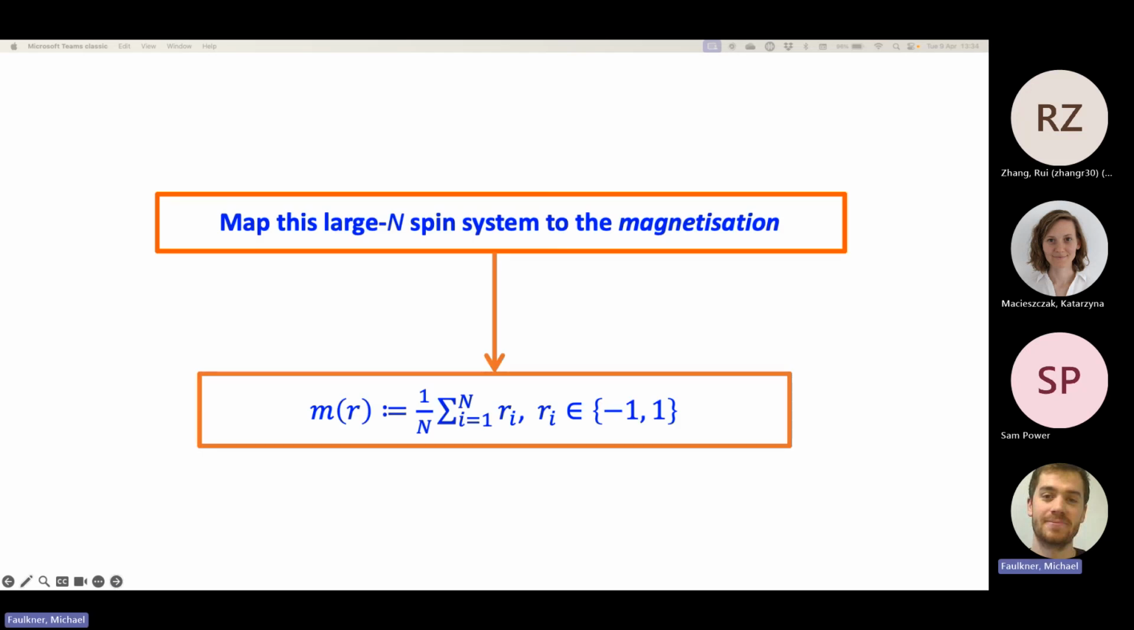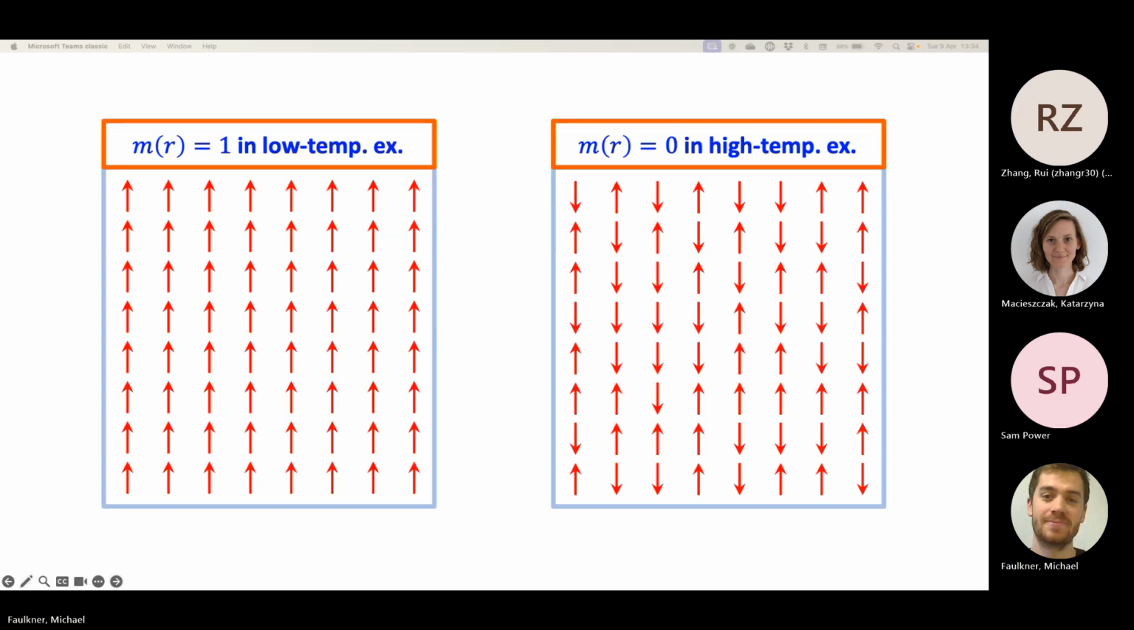So the magnetization maps this large N model to this one-dimensional quantity. The magnetization is just the mean value of the spins. So at high temperature, the magnetization is, I should have put approximately there, approximately 0, so its most probable value is 0, and you have small fluctuations around it. And then in this particular configuration, the magnetization is 1, but this and the magnetization equal to -1 are equally probable. So this is how you can characterize this large N system with a one-dimensional quantity.